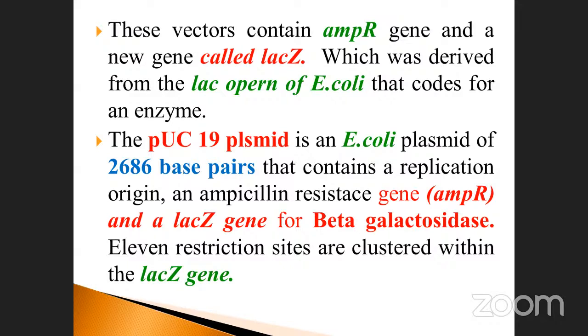Particularly, they mentioned this one is also one of the plasmids isolated from the E. coli. It has a specific 2686 base pairs containing the replication origin. Only here, there is one additional gene called the lacZ gene. It is also isolated from the lac operon concept. That is called beta galactosidase because the Z gene is responsible for the production of beta galactosidase. Okay. In this plasmid, how many restriction sites are present? 11 restriction sites are present in it. Don't forget. These 4 or 5 points are important from the NEET point of view.